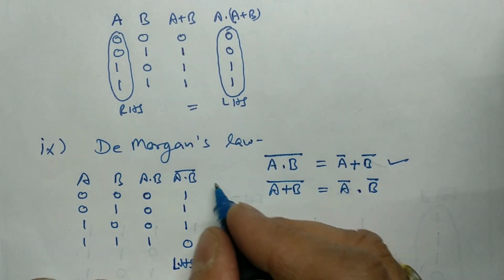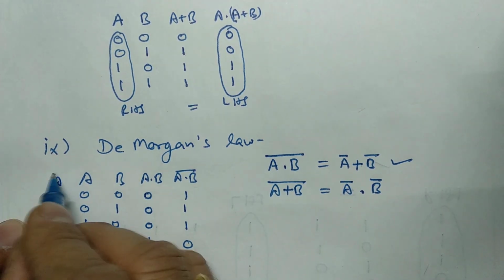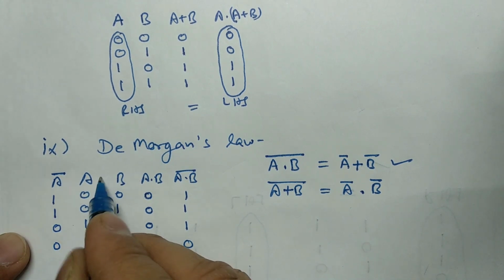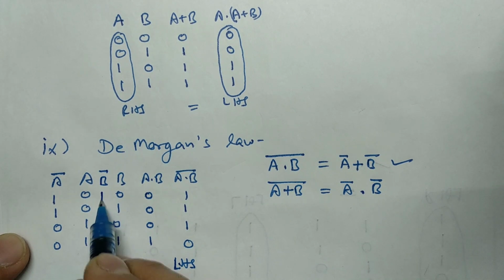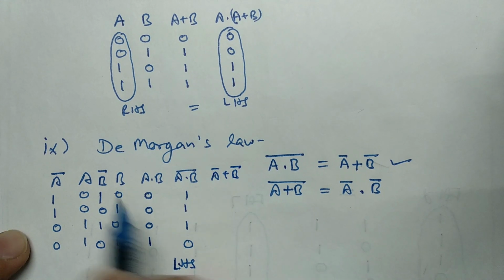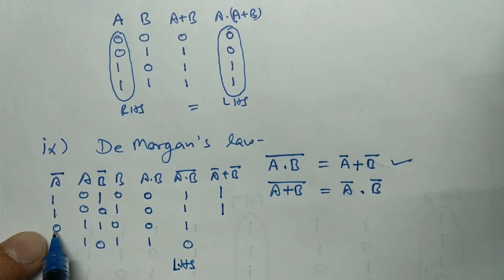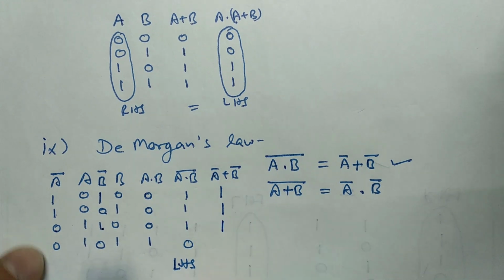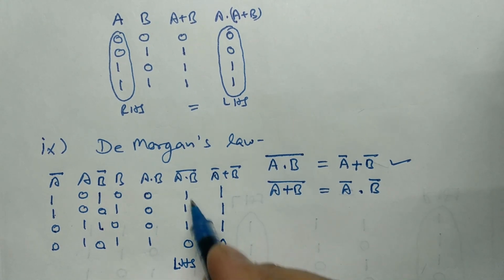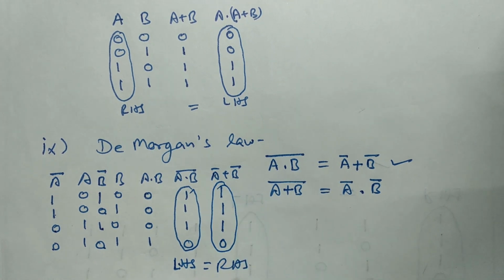And the right hand side is A not or B not. What is A not here? A not is 1, 1, 0, 0. What is B not? 1, 0, 1, 0. And the right hand side is A not or B not: 1 or 1 is 1, 1 or 0 is 1, 0 or 1 is 1, 0 or 0 is 0. This is the right hand side, which is equal. Left hand side is 1, 1, 1, 0. Right hand side is 1, 1, 1, 0, which is equal.